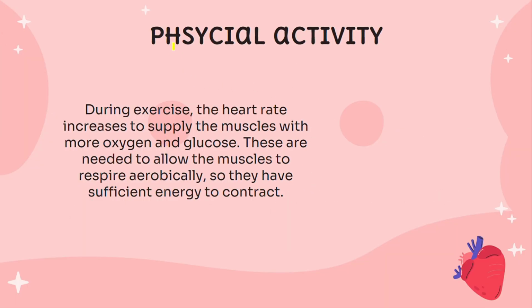Now, going deeper through the physical activity, during exercise, the heart rate increases. Why is that? To supply the muscles with more oxygen and glucose. These are needed to allow the muscles to respire aerobically. This is very important. It's not anaerobic, it is aerobic. Aerobic requires oxygen, anaerobic does not, so they have sufficient energy to contract. So muscles need energy, and they can receive it by respiring aerobically and receiving oxygen and glucose.